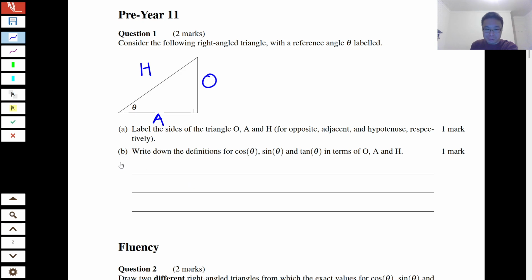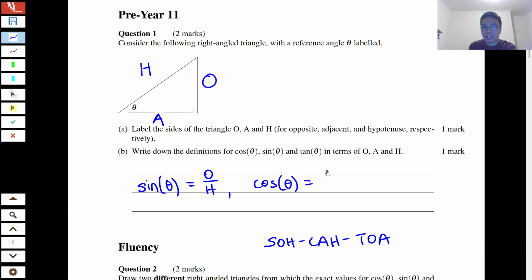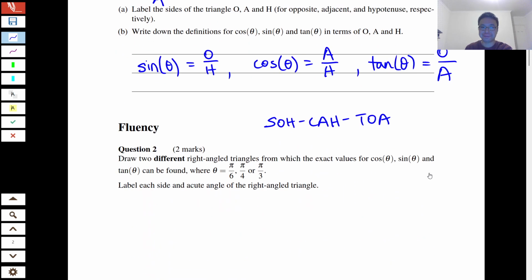And by definition, if you remember the well-known acronym SOHCAHTOA, our definitions in terms of O, A, and H are sine equals O over H, cosine equals A over H, and tan equals O over A. All right, that's question 1.